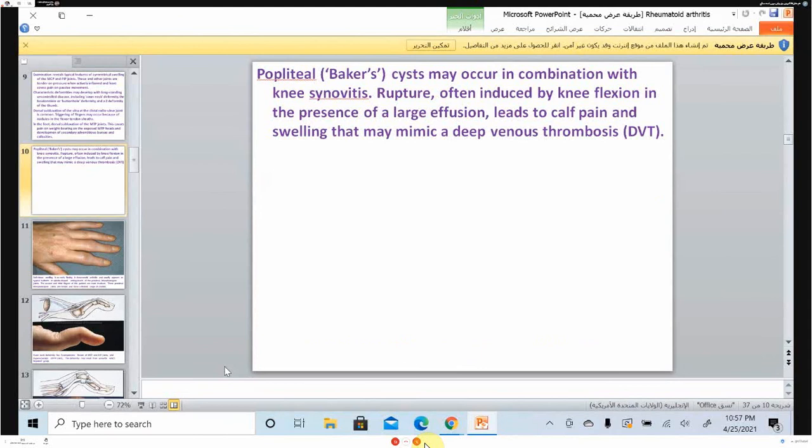Popliteal, or what's called the Baker cyst, may occur in combination with knee synovitis, rupture often induced by knee flexion in the presence of a large effusion, leading to calf pain and swelling that may mimic a deep vein thrombosis.